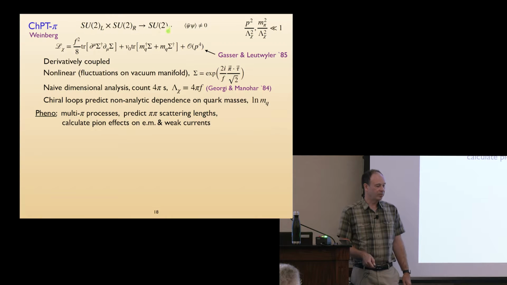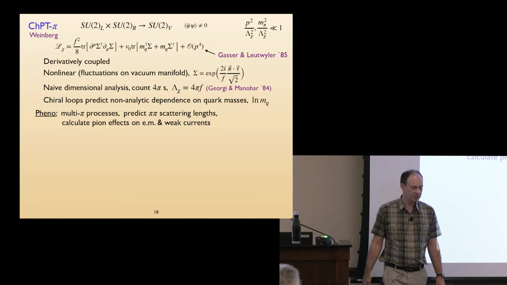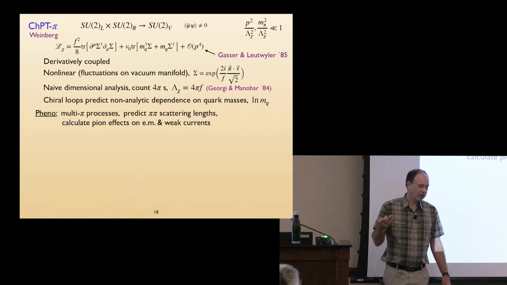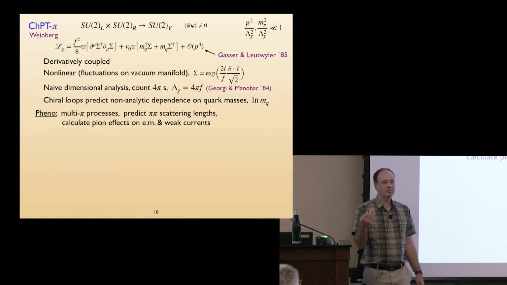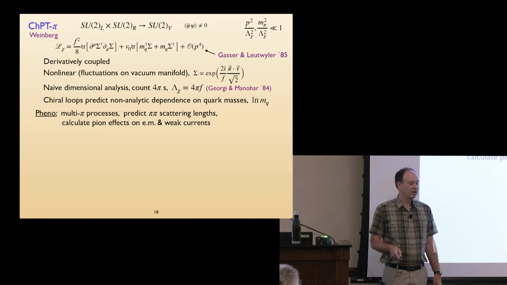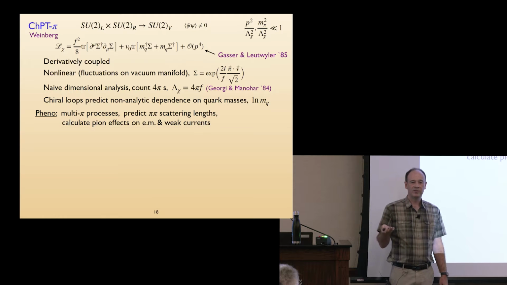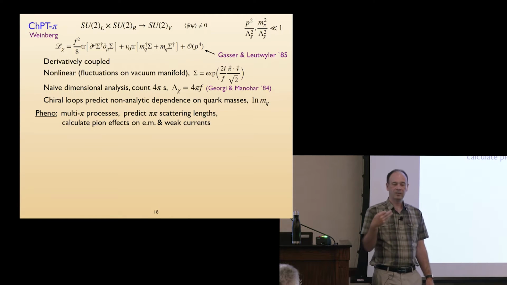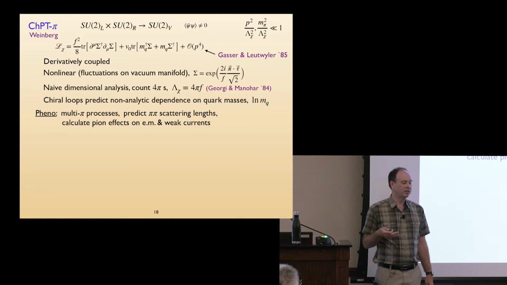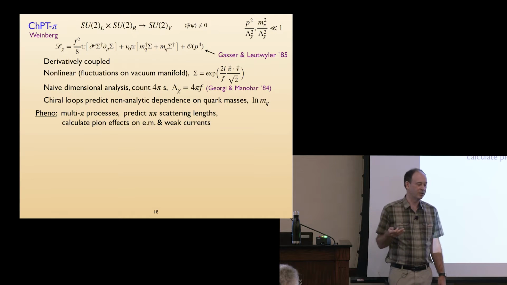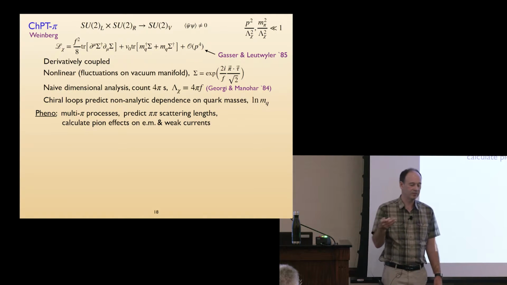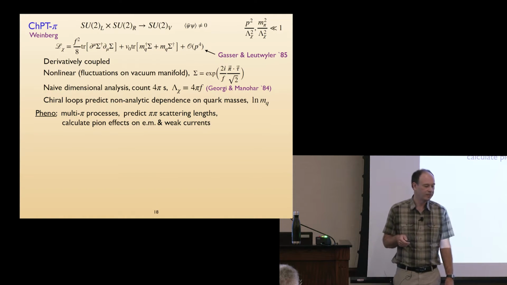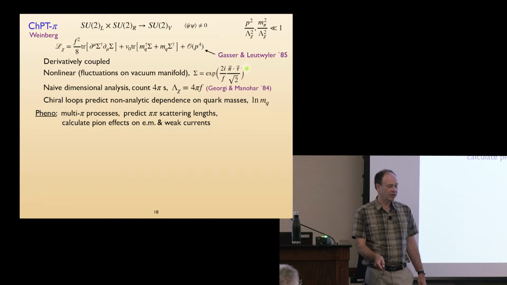Originally formulated here for pions with SU(2) left cross SU(2) right, breaking to the diagonal group SU(2)V due to the chiral condensate. And of course, we also have explicit breaking due to the quark masses, and we understand how to construct the chiral Lagrangian for that. It's derivatively coupled, and that's related to the fact that there's a nonlinear realization of the symmetry to encode the fluctuations on the vacuum manifold, and we don't care about fluctuations that aren't space-time dependent. So we have here this exponential representation.